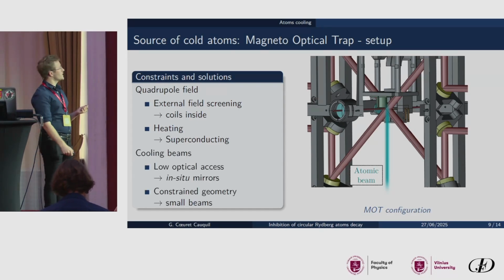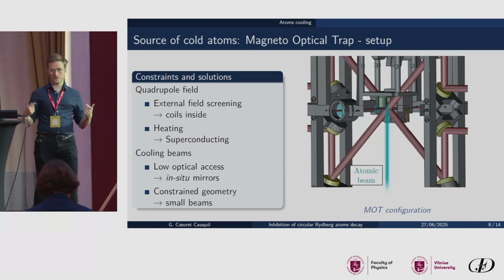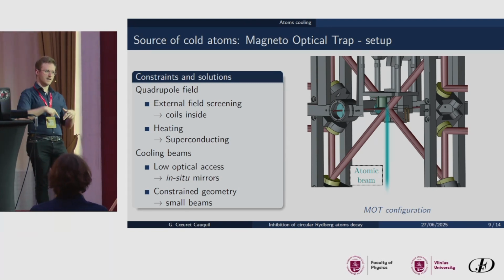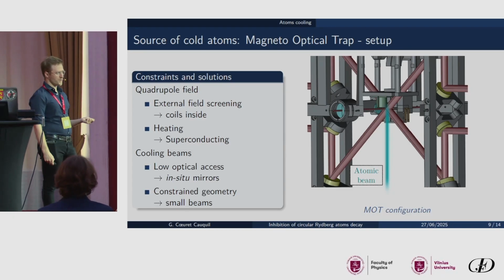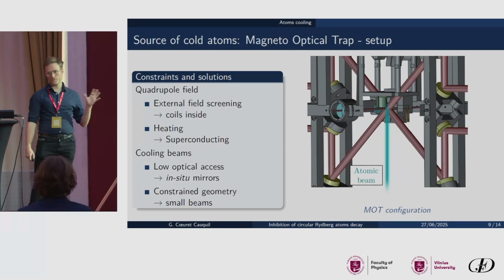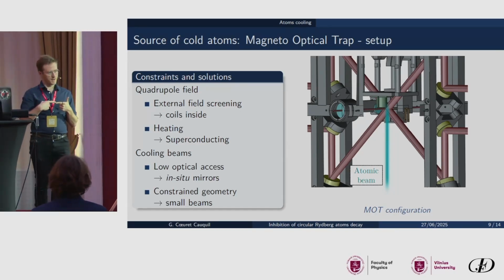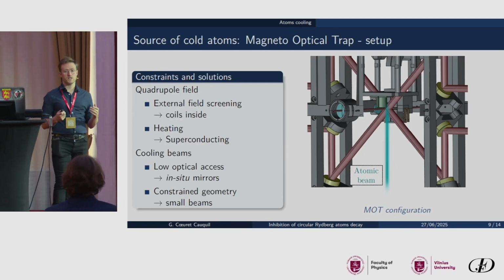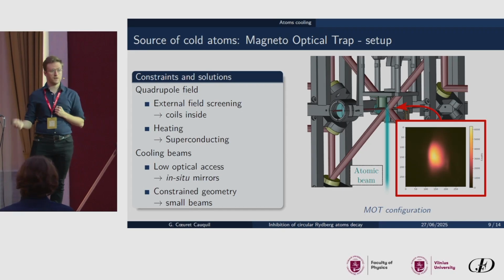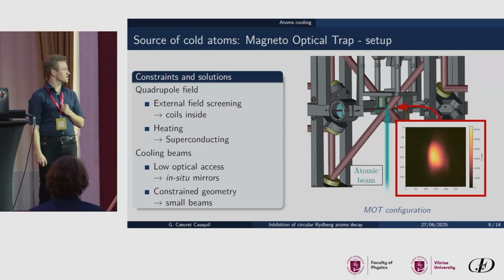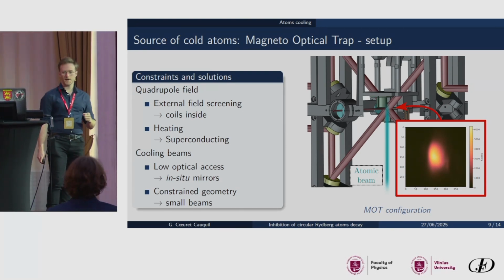Well, for the cooling beams, there was a similar problem. Due to the low optical access, we decided to perform the crossing of the counterpropagating beams directly inside of the cryostat, and not from outside. And due to the constrained geometry, we had to take smaller beams compared to what is usually done, especially along the dipole trap axis, in which we needed a beam small enough to go in between the two plates. Despite all this, we managed to get a state-of-the-art MOT cloud, with about 10 microkelvin and 1 million atoms.